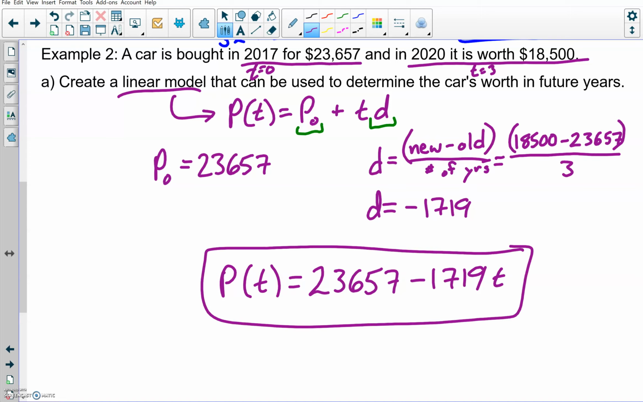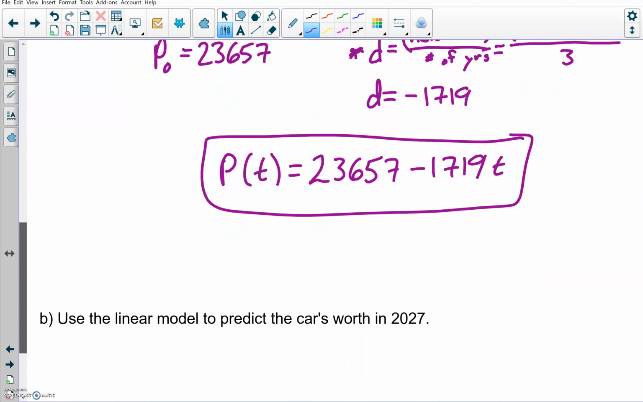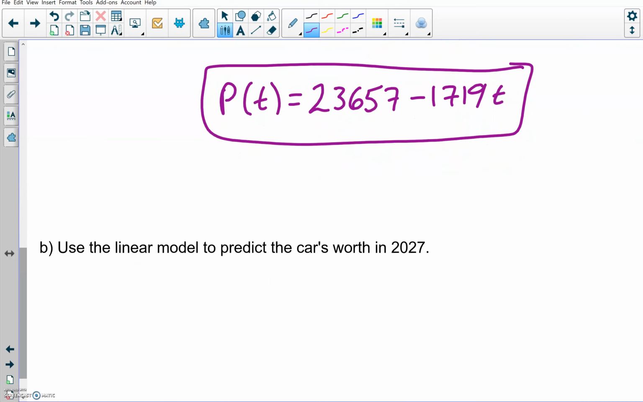So if they give you two different values, you can use this approach here to get the common difference. And if you've worked with slopes before, with linear equations in the past, you're basically finding the slope, the rate of change. So we can use the linear model to predict the car's worth in 2027.